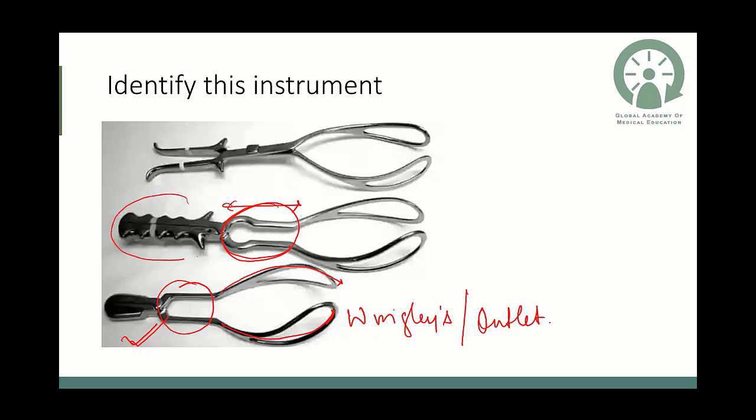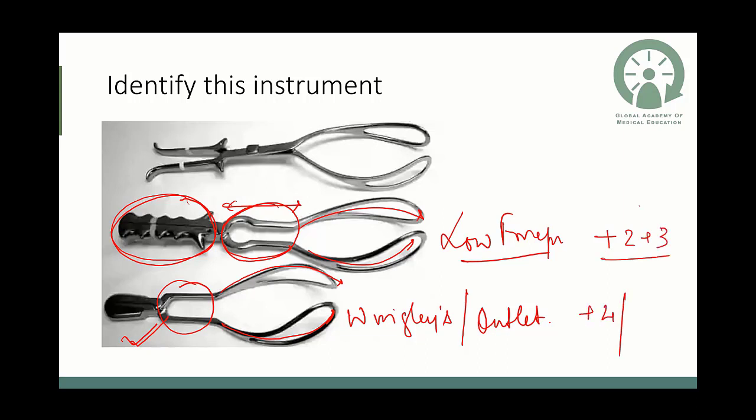A similar looking forceps with a longer shank, a stronger grip handle, and the same size of blades is a low forceps, which is given at the level of plus 2 to plus 3. This is given at the level of plus 4, plus 5 station. This is the Kielland's forceps, the only rotational forceps, which can be given at deep transverse arrest at station 0. This is a mid forceps.